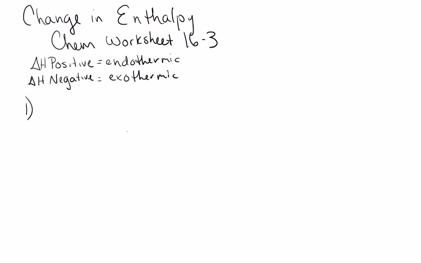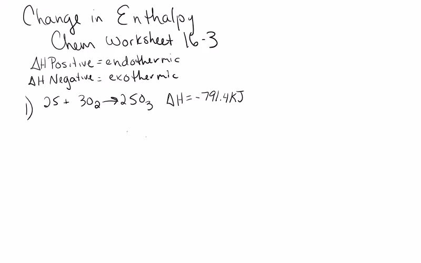For number one, the question says, how much heat will be released when 6.44 grams of sulfur reacts with excess O2 according to the following equation? And then it gives you the equation: 2S plus 3O2 yields 2SO3, and the change in enthalpy is negative 791.4 kilojoules. Okay, so keep that in mind. This is going to be an exothermic reaction. Not that you need to know that for any particular reason to answer this problem, but just that it is.